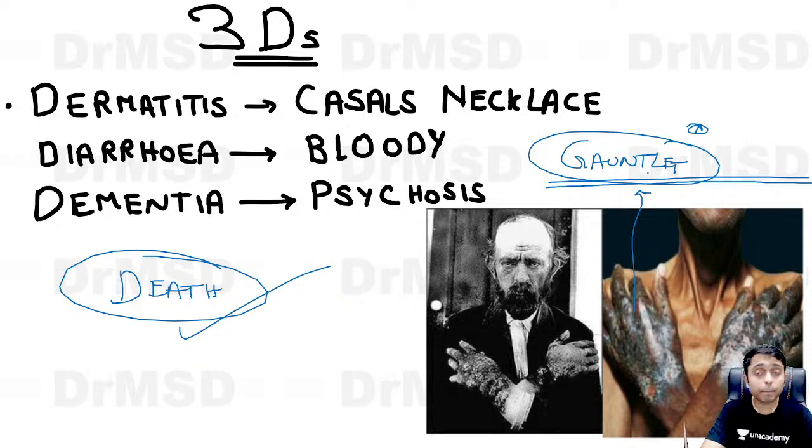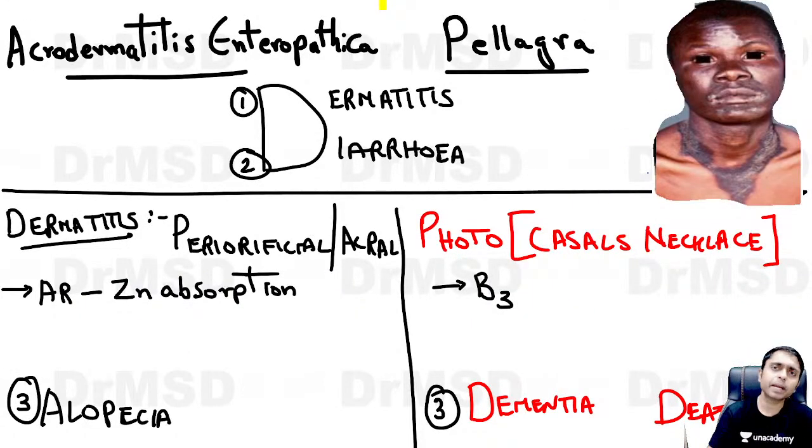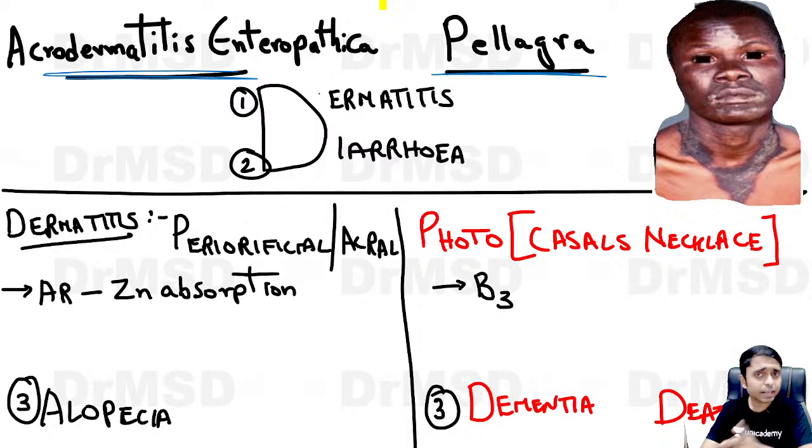Please remember, maybe this could be a potential future question, because maybe examiners got bored by asking always Casal's necklace, so they might ask you something new. And yes, so pellagra, if you remember along with acrodermatitis enteropathica, then you can remember and relate. So many features are in common.